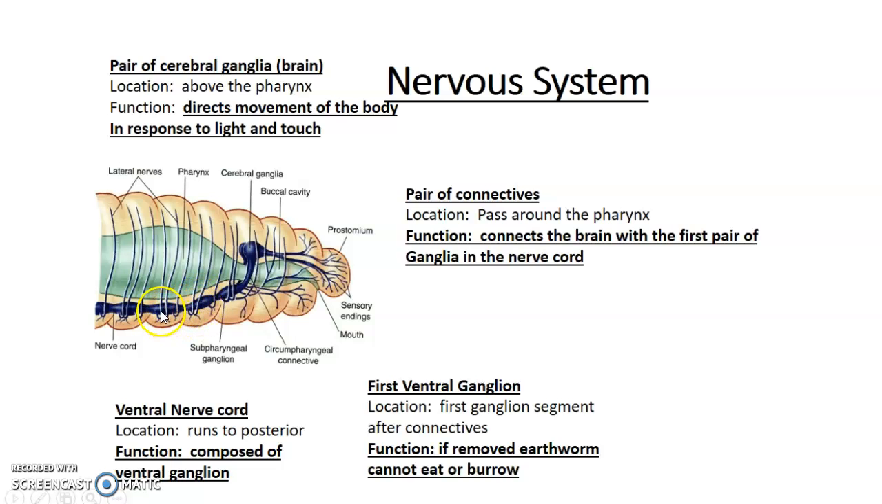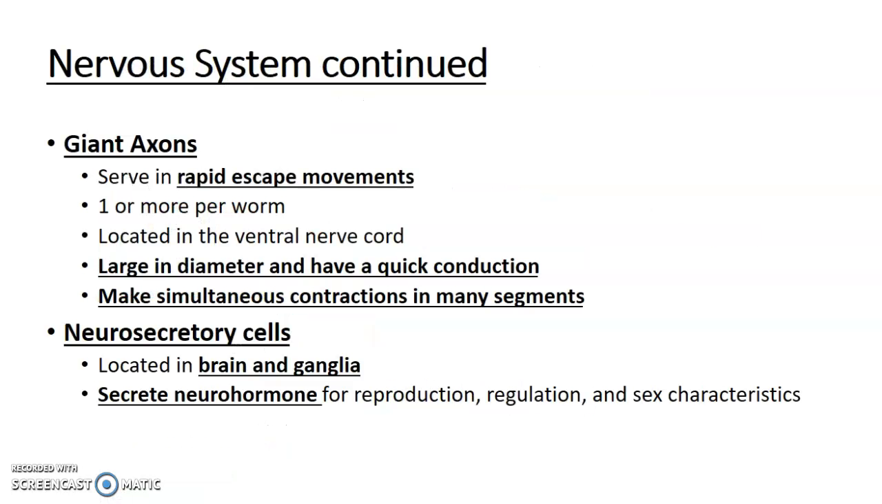And in each segment, you see here, they have a little enlarged area, just like what we saw in the polychaetes. Now, what's special about this is the first ventral ganglia that you see right here that I'm pointing to. That is going to be very important in helping the worm eat and burrow. So eating and burrowing are two vital instincts that the earthworm needs. And if you remove, they've experimented, if you remove the first ventral ganglia right there, the earthworm is not able to eat or burrow. So that's a significant ventral ganglia.